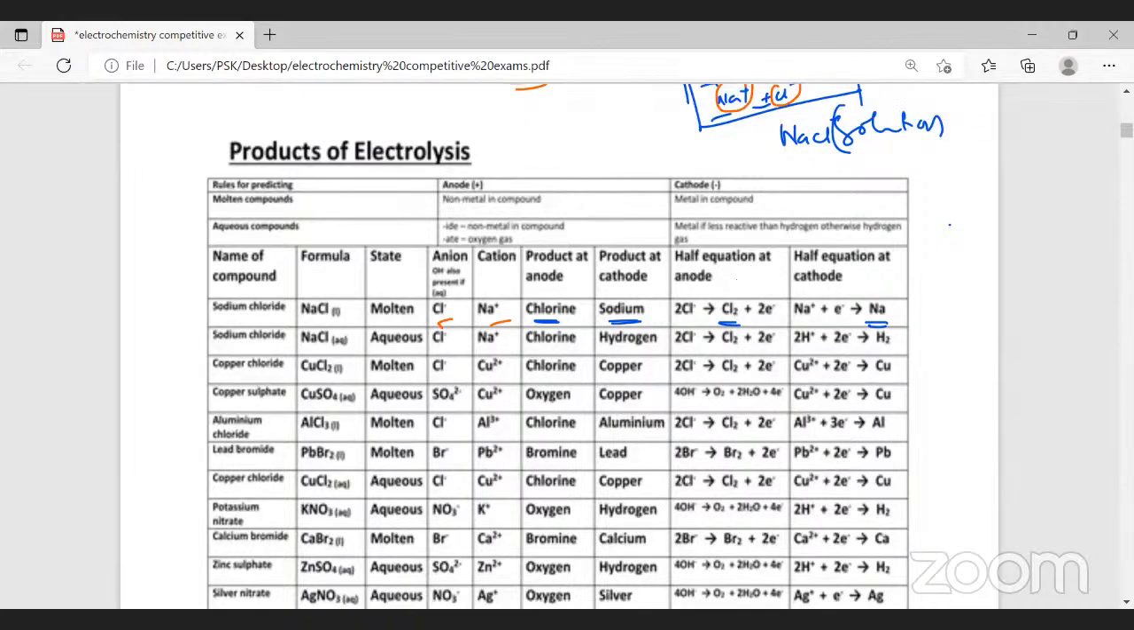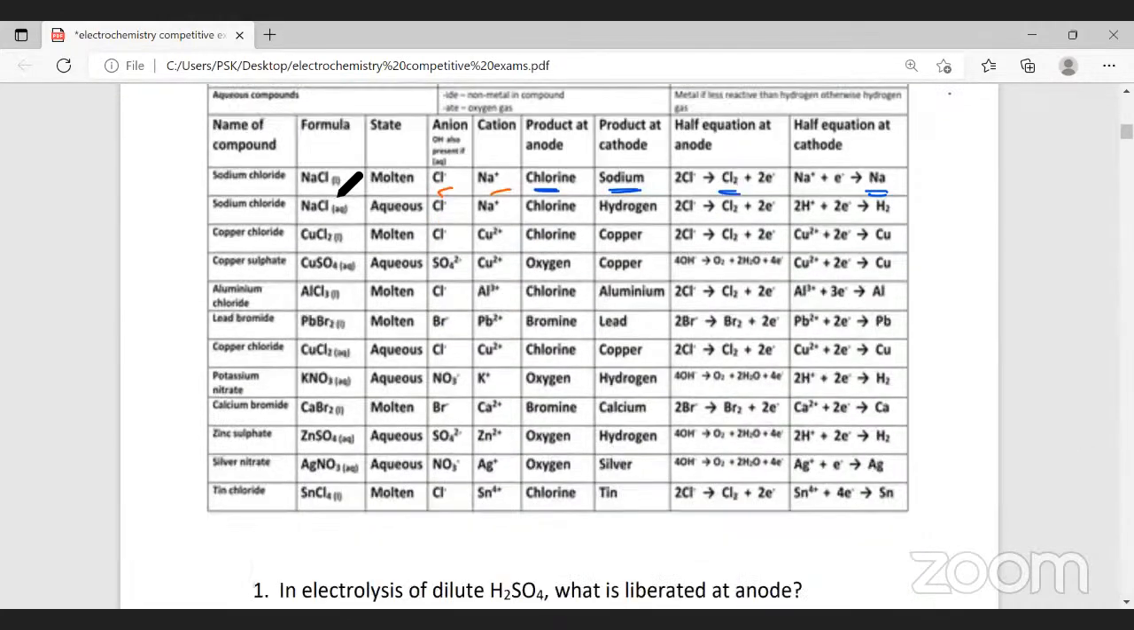The same reaction happens here also. Just observe, this is different. This is sodium chloride in molten state. Here it is sodium chloride aqueous. Water is there. When water is there, it will dissociate to form Na plus and Cl minus. At anode, you'll get chlorine. And at cathode, sodium metal will get deposited, no doubt.